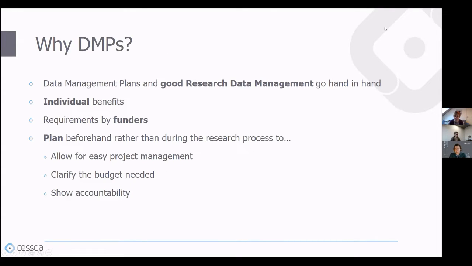And why are these data management plans even important? So first of all, data management plans and good research data management go hand in hand. And ideally, I would say that research data management is normatively important, but it also makes your life so much easier. And that's what I hinted at with the bullet point of the individual benefits. So you as a researcher will benefit from a good data management plan because it makes your life easier. You will have to think about how to work with data before your research project, and that allows you to be more efficient in working with data during the research process.